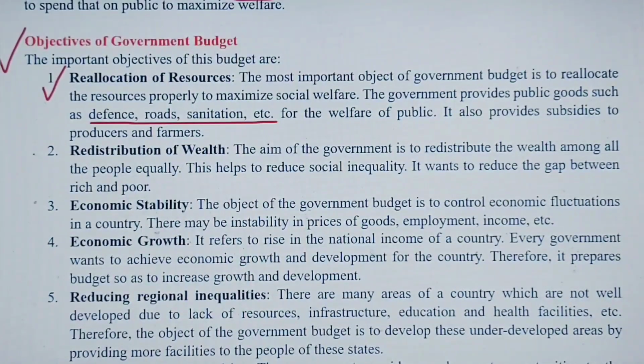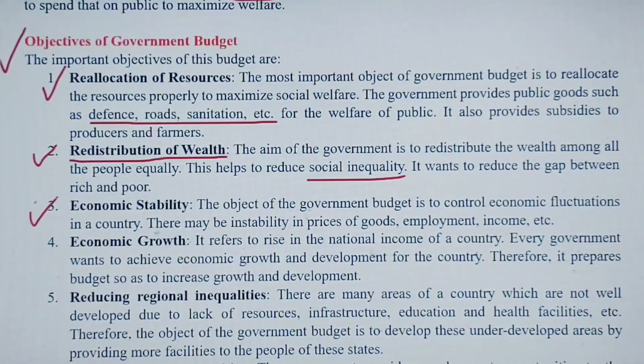Okay, let's move on to the second objective of government budget, that is redistribution of wealth. Whatever the wealth is there in the economy, the resources, the revenue, the government always wants to distribute this wealth among all the people equally, so that social inequality can be reduced and the gap between the rich and poor can be minimized. So these sentences you can write to define this point.